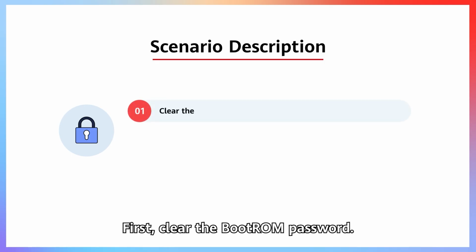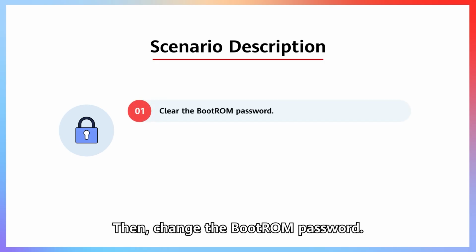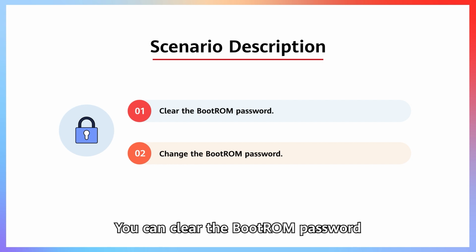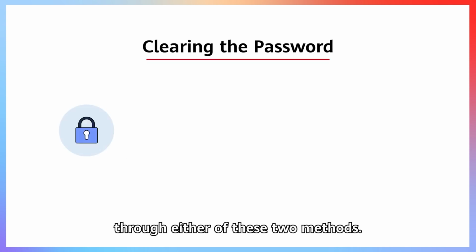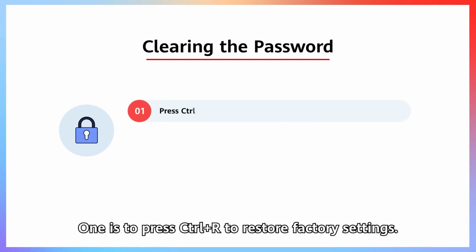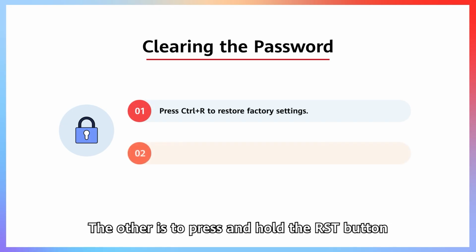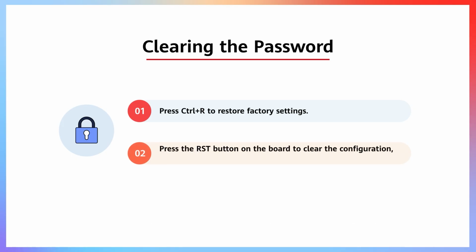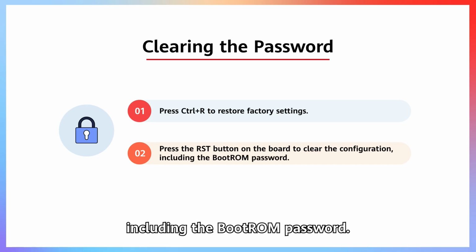First, clear the BootROM password. Then, change the BootROM password. You can clear the BootROM password through either of these two methods. One is to press Ctrl and R to restore factory settings. The other is to press and hold the reset button to clear the board configuration, including the BootROM password.